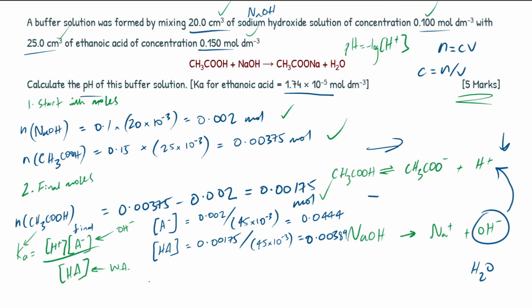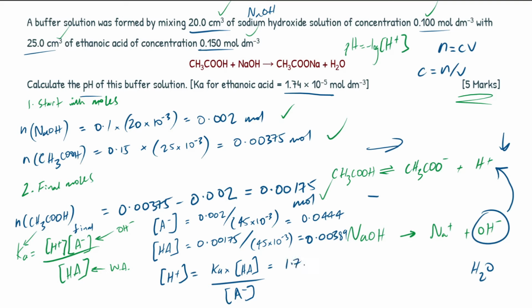Okay, so what we're going to do here is have H plus as the subject equals. We multiply both sides by HA because it's divided on this side. If it goes across the equals, we want to multiply it. So it's going to be Ka multiplied by HA concentration. And then because this is multiplied on this side, we want to divide it on this side. Okay? So it's really simple. All you have to do is just put in our values.